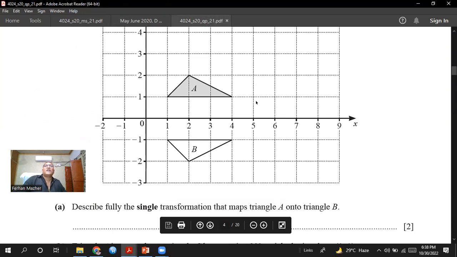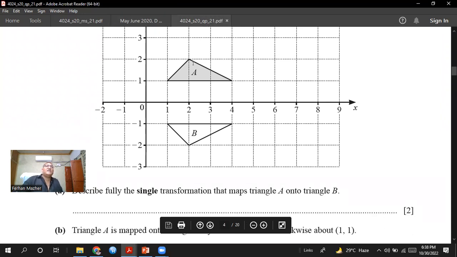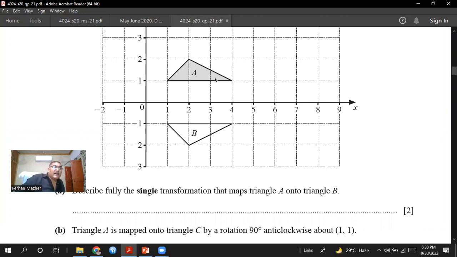Okay, so if you look at the triangles A and B, this is a reflection because the A and the B look like the mirror image of each other. So if you want to find out the line of reflection, the method is very simple. You join the same points with each other in the object and the image, and you draw their perpendicular bisector.